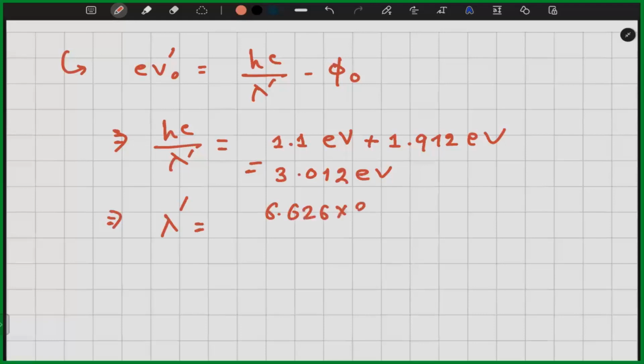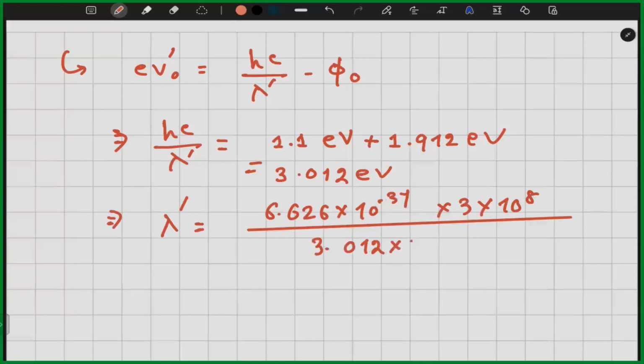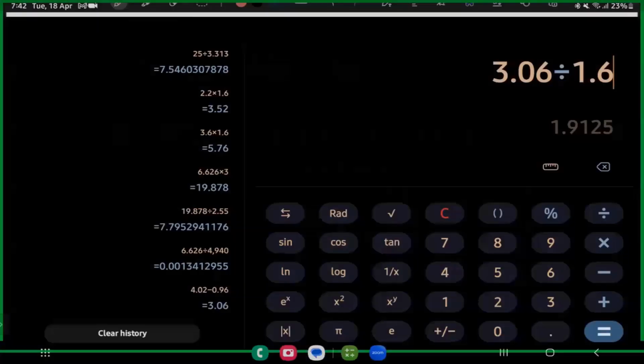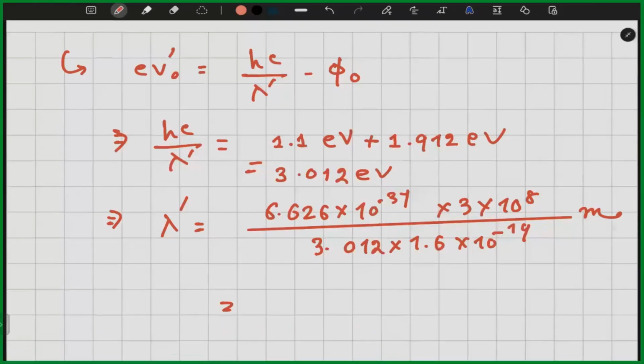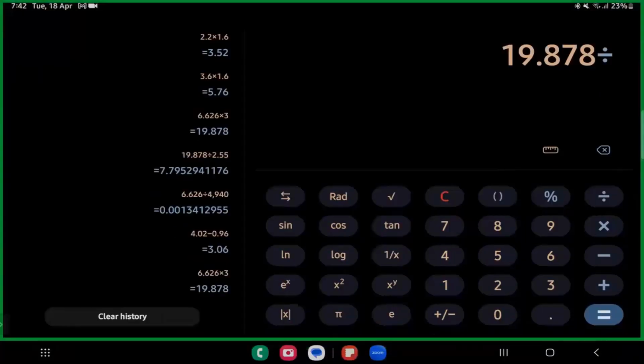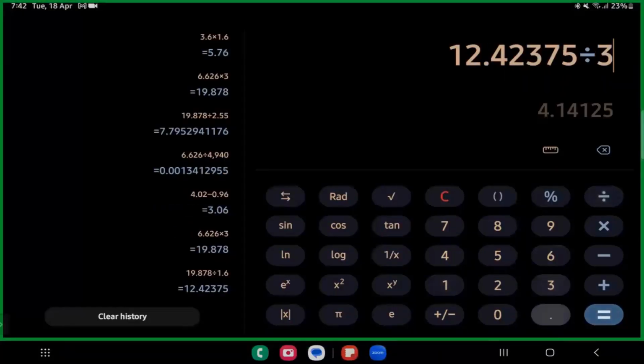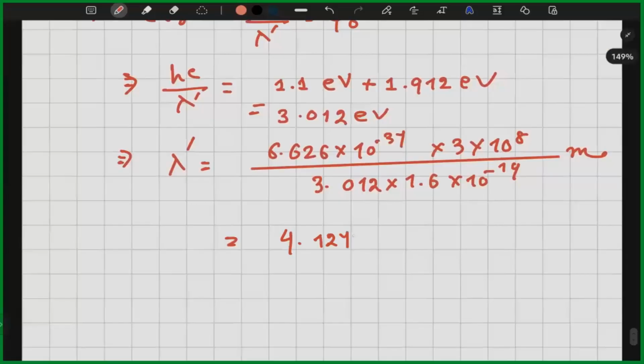So lambda prime will be 6.626 into 10 to the power minus 34 into 3 into 10 to the power 8, divided by 3.012 into 1.6, okay. So the answer is 4.124 into 10 to the power minus 7, so it is 4124 angstrom.